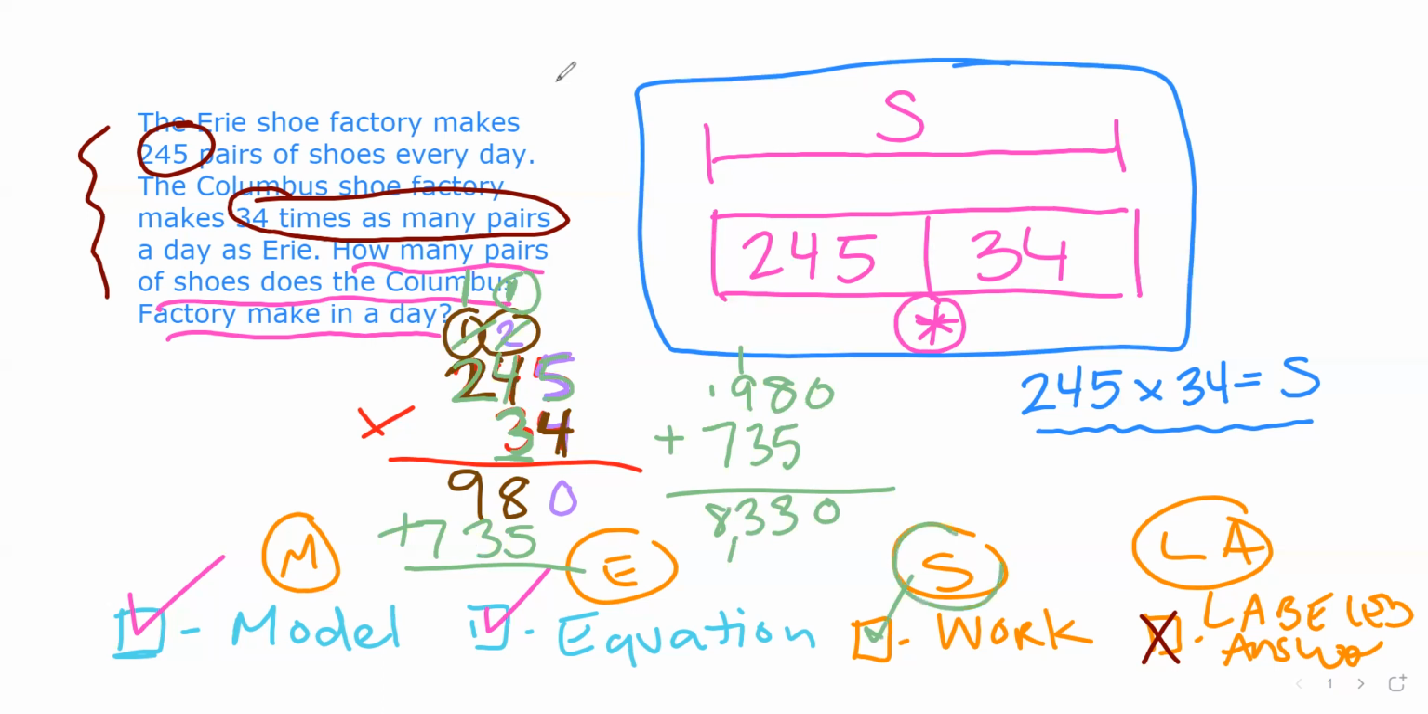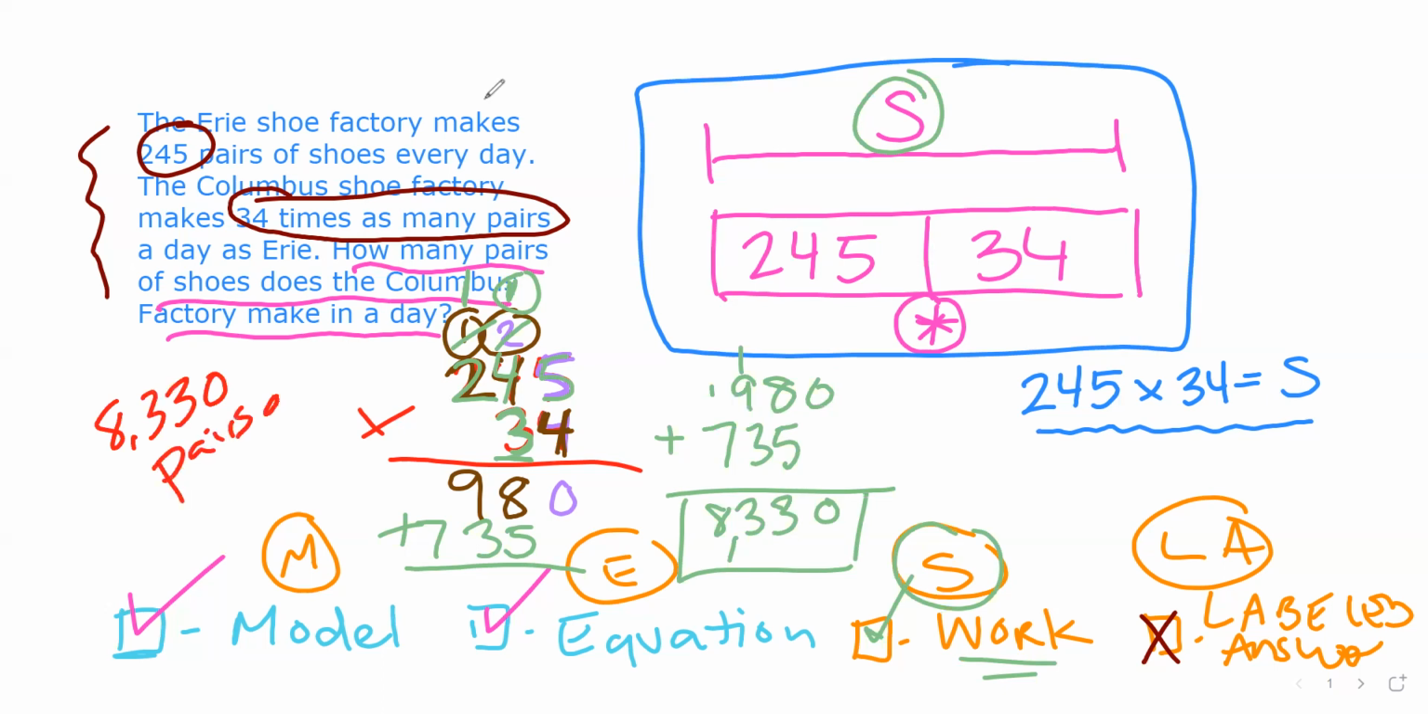That's my work. I just did it. You see it. But now I need to do that very last part, which is my labeled answer. So I'm going to rewrite this solution with a label next to it, which my variable tells me what that label will be. It's going to be shoes. So let's come over here. I'm going to write it over here. 8,330 pairs of shoes.